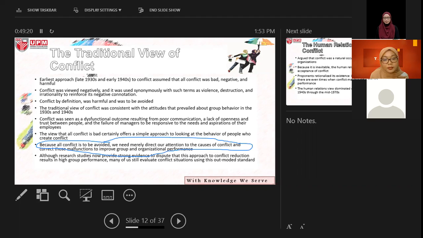Okay, and then although research studies now provide strong evidence to dispute that this approach to conflict reduction results in high group performance, many of us still evaluate conflict situations using this outmoded standard. It's been proven, even though this is a very traditional view of conflict, that this type of view will increase employee performance within the organization. It increases performance, but not satisfaction. Okay, two different things. You all boleh increasekan performance by having this view related to conflict in your organization.